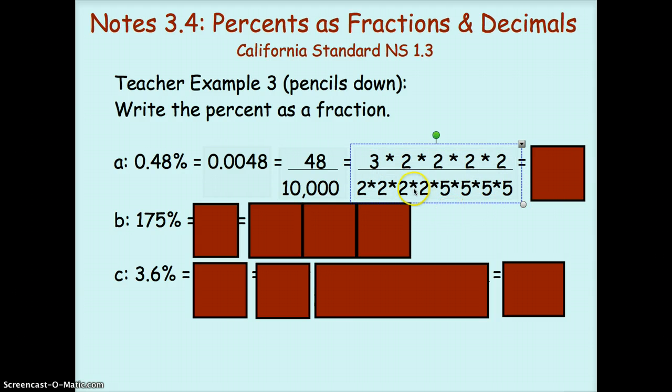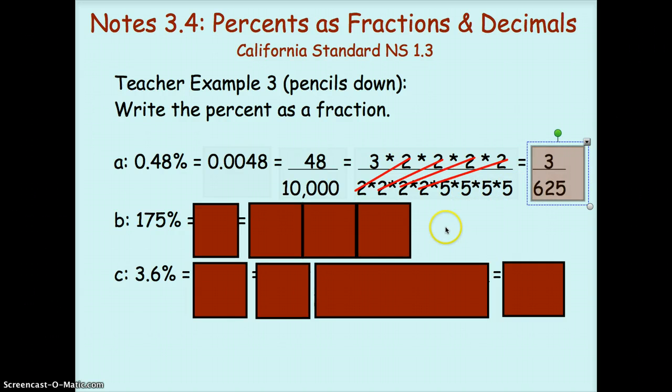An easy way of doing this is writing it out using factors, and then crossing out the common factors. With the common factors crossed out, I'm left with a 3 in the numerator and four 5s in the denominator, which would be, excuse me, 625. So I have 3 over 625, and that is simplified all the way.